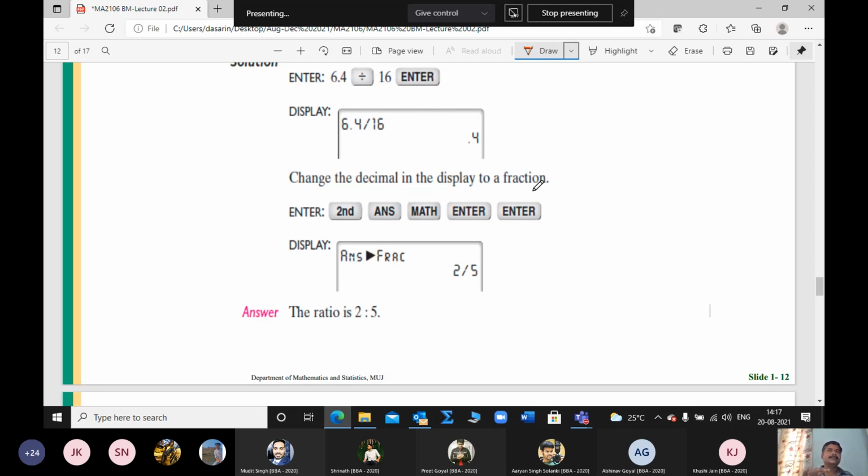Am I clear? Whatever you are saying, that is correct. 0.4:1, that is also a correct answer. That is also a ratio. That is actually the unit ratio. Suppose if I ask the question, don't show the answer. Don't make this 0.4 as something like A divided by B, in which B equals 1.